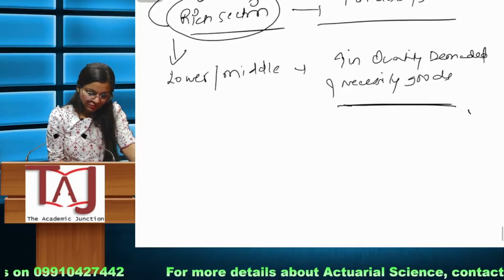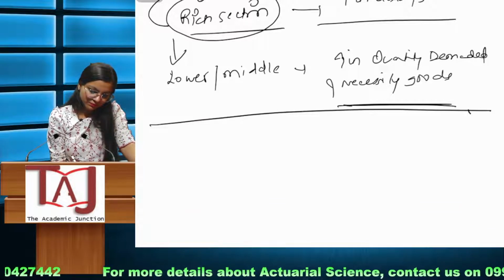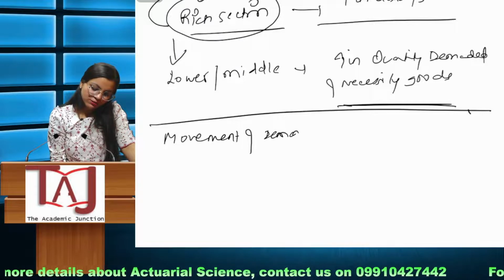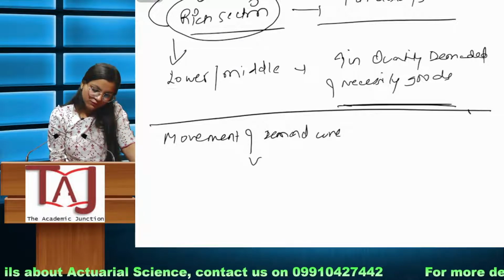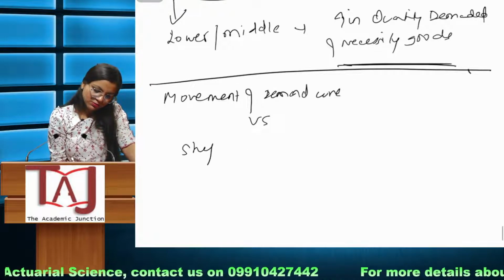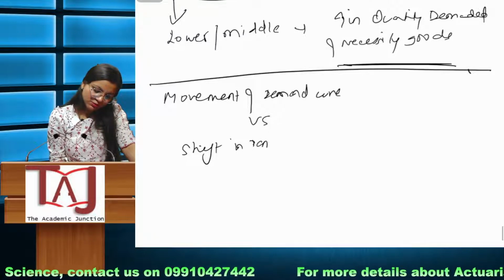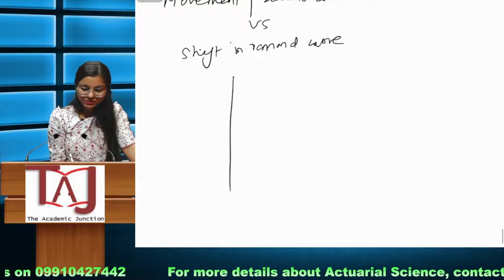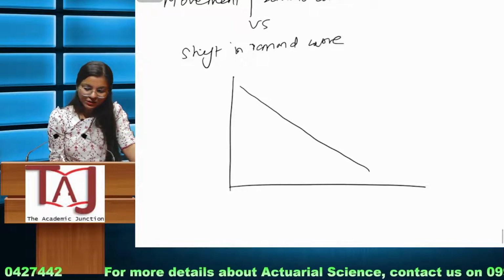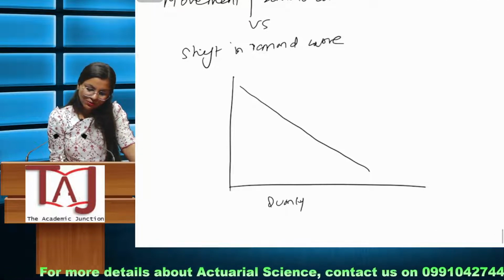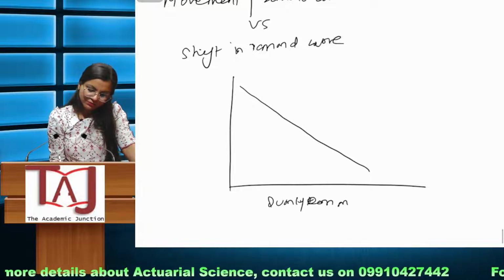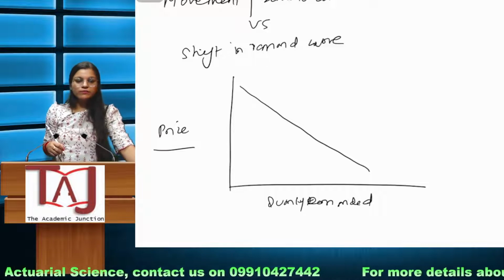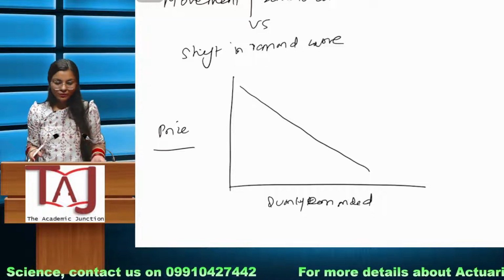Let's move to the next topic, a very important topic: movement of demand curve versus shift in demand curve. We just discussed what a demand curve is, a graph which shows the negative relationship between quantity demanded and price, and we discussed why there is a negative relationship because of the law of demand.